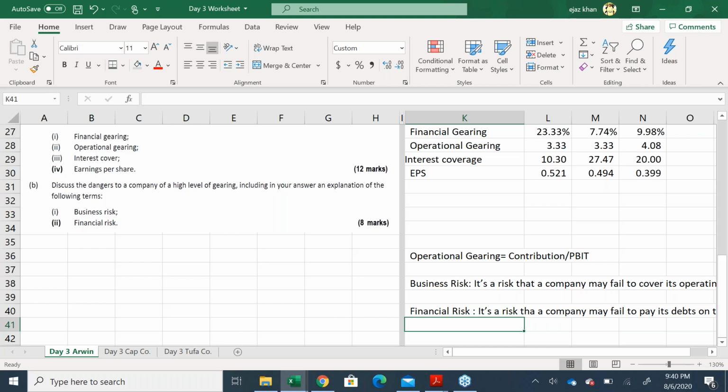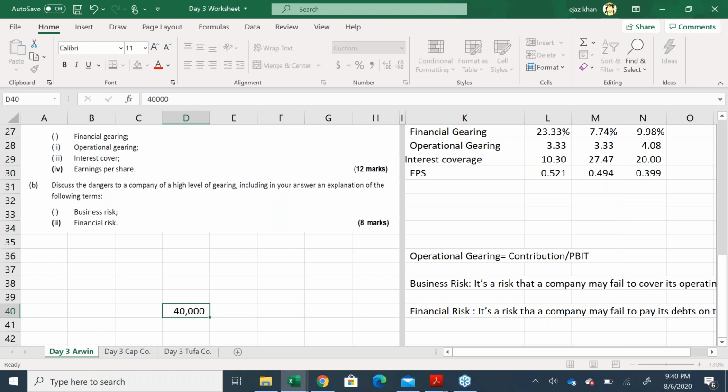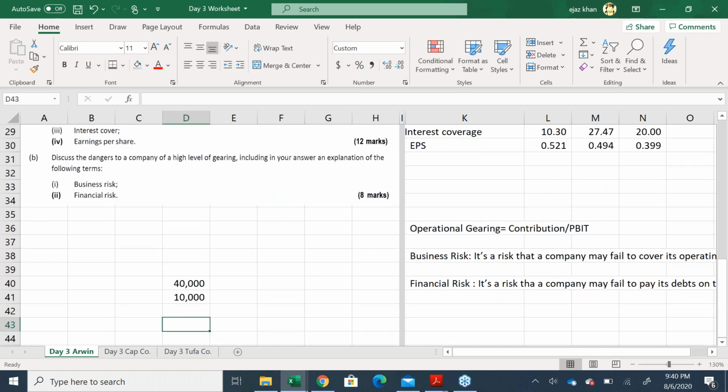Interest coverage. Okay. Let's say you have $40,000 of profit before interest and tax, and you have $10,000 of interest to pay. So interest coverage will be 40,000 divided by 10,000, that is 4, which means 4 times. Or in other words, to pay off $1 of interest, you have $4 of profit. That's called interest coverage.